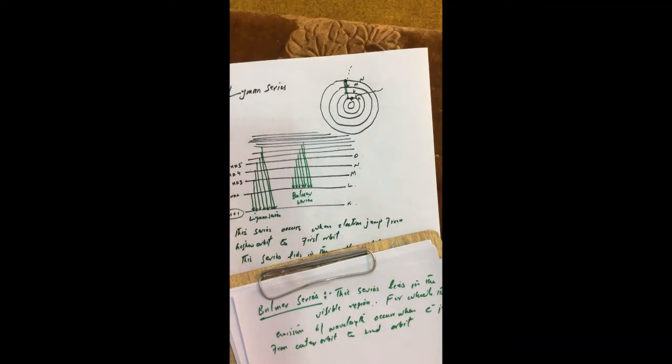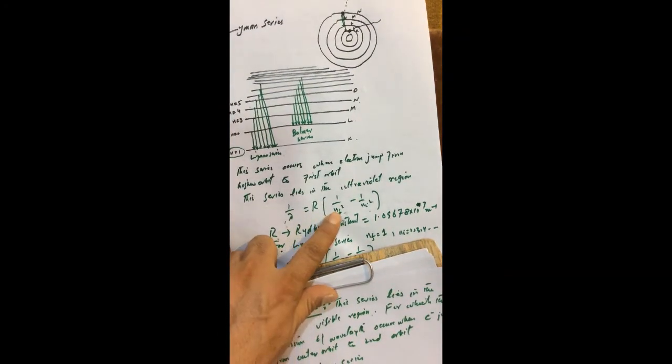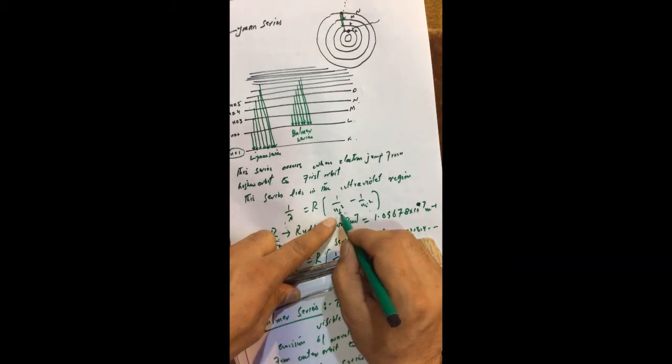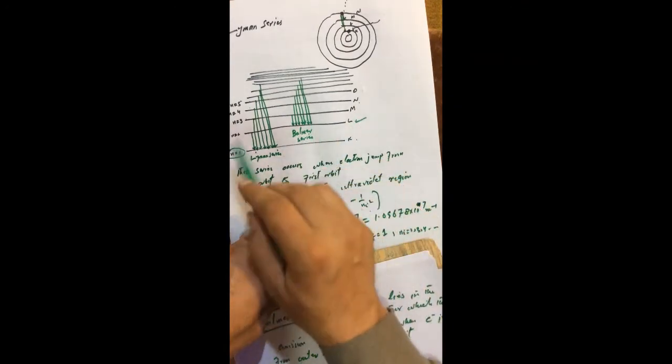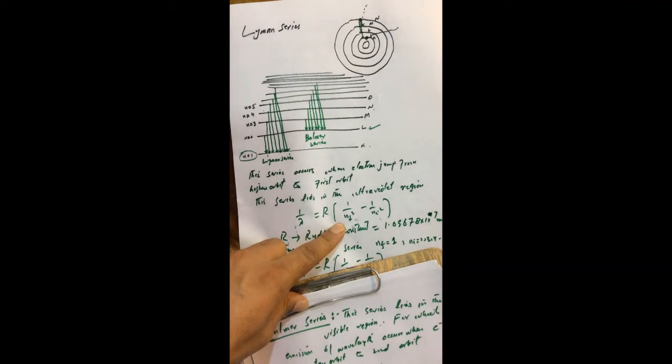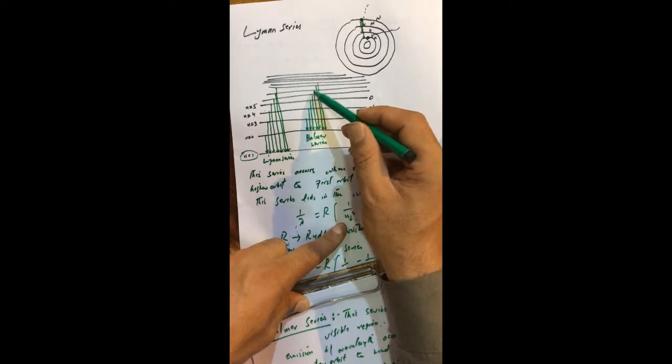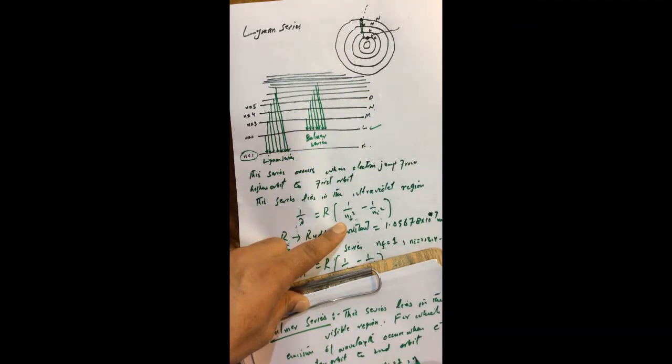Now, for Balmer series, the general formula is given by this one: 1 over lambda is R times 1 over nf square minus 1 over ni square. Now for Balmer series, the principal quantum number of the final state is 2. So nf is equal to 2. And electrons come from n is equal to 3, n is equal to 4, n is equal to 5, n is equal to 6, and so on. So we have the initial principal quantum number as 3, 4, 5, and so on.